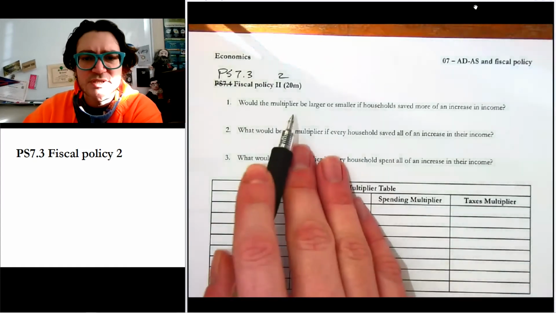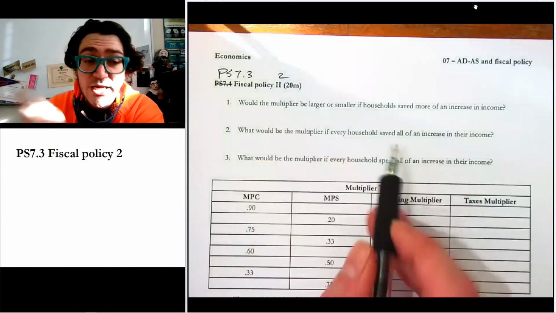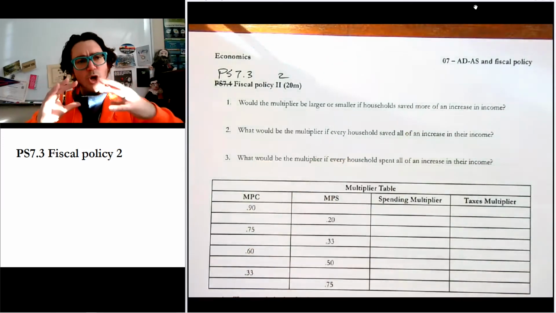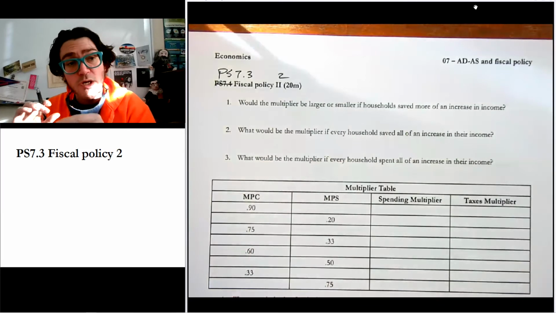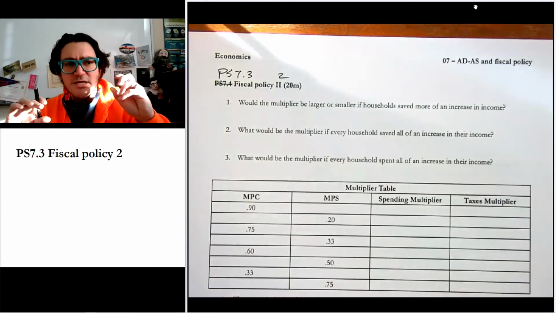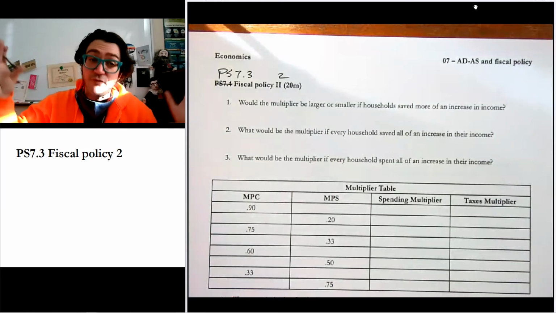So this is the question of saying, would the multiplier, and this could be the spending or the taxes multiplier, it would be true for either one, would it be larger or smaller if households saved more of their income? So if they got an increase in their income and instead of saving 200, they saved 500.